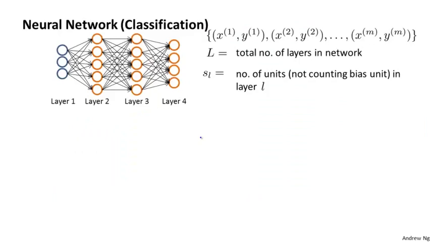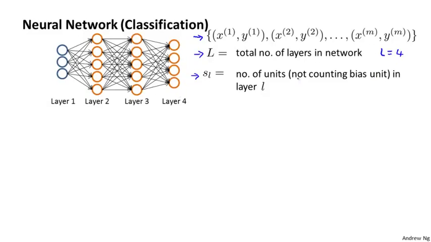I'm going to focus on the application of neural networks to classification problems. So suppose we have a network like that shown on the left, and suppose we have a training set like this of x^(i), y^(i) pairs of m training examples. I'm going to use uppercase L to denote the total number of layers in this network. So for the network shown on the left, we would have capital L equals 4. And I'm going to use s_l to denote the number of units, that is the number of neurons, not counting the bias unit, in layer l of the network.